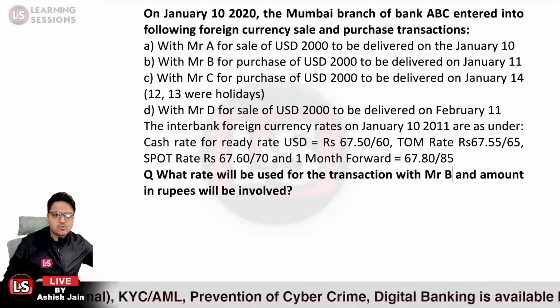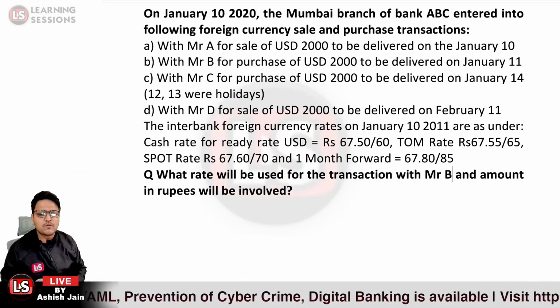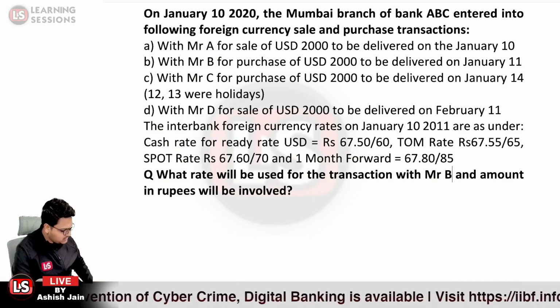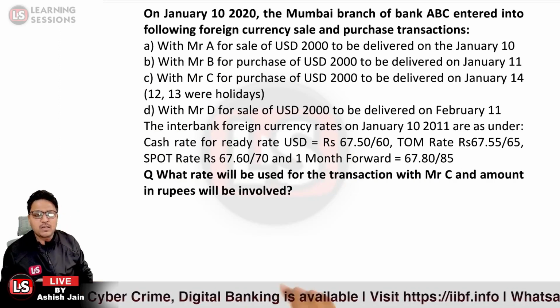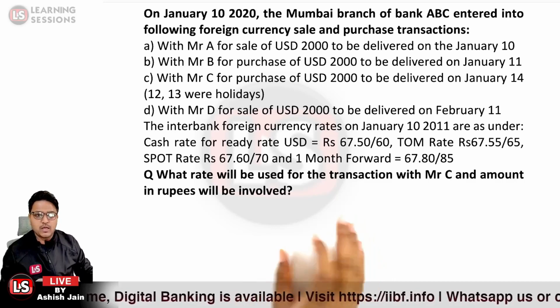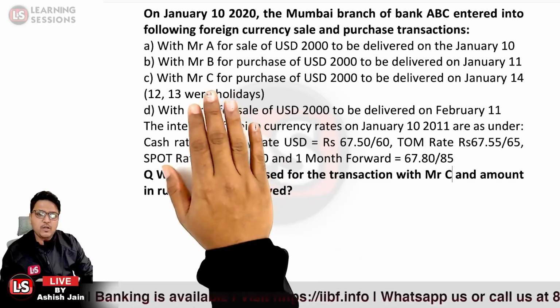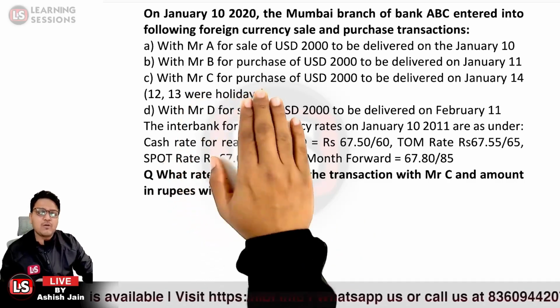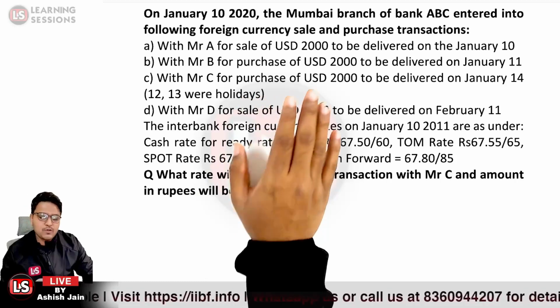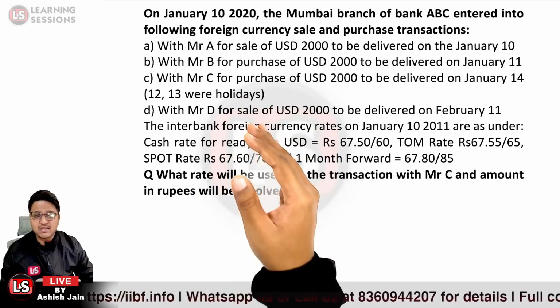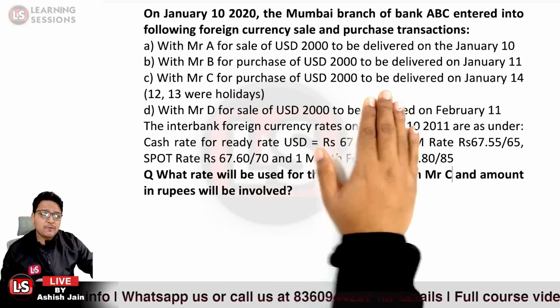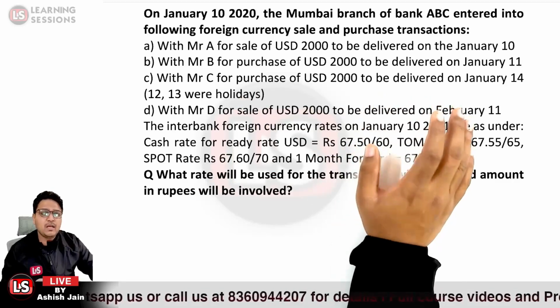Now let's move to the next question. It says what rate will be used for the transaction with Mr. C, and what amount in rupees will be involved? The transaction with Mr. C is for purchase of USD, so the bank is going to purchase the USDs at the buying rate, to be delivered on January 14.